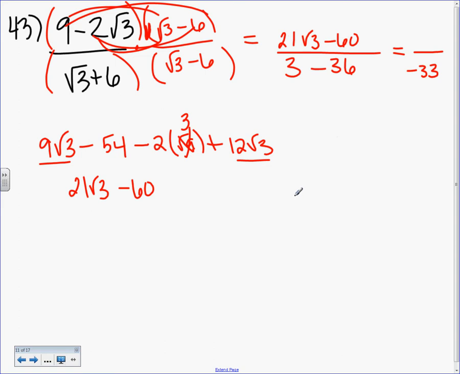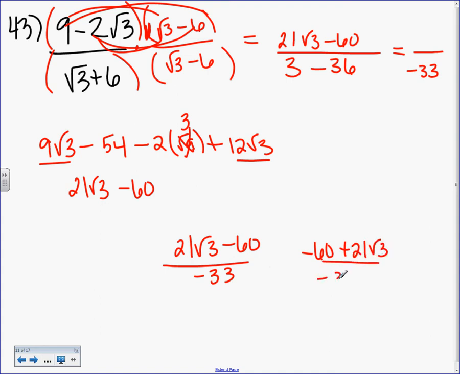So what I need to do is see if I can simplify these. So I've got 21 root 3 minus 60 all over negative 33. Okay? If I can simplify, I need to. Let me rearrange these. This isn't wrong, but let me write it this way. Negative 60 plus 21 root 3 over negative 33.